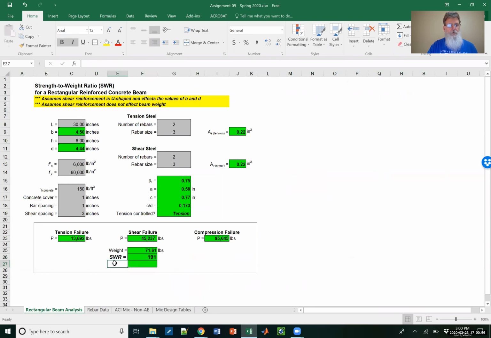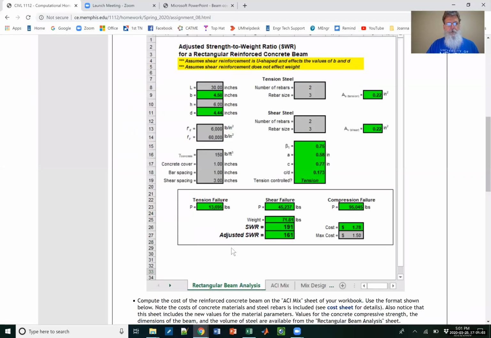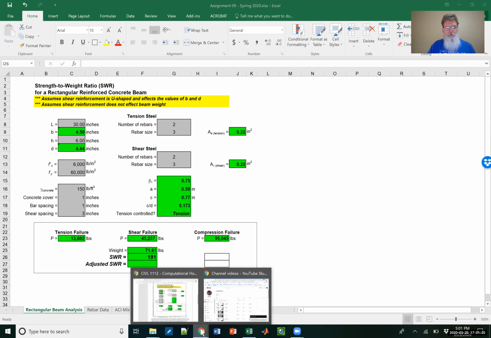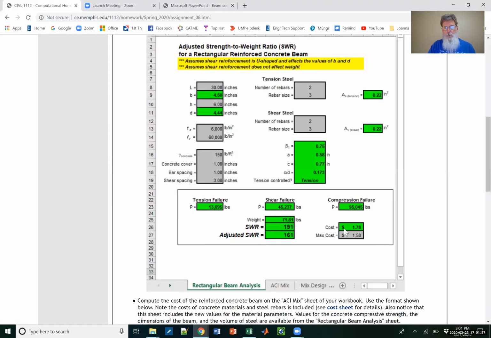So this one is going to be the, what did I call it again? Adjusted SWR. Okay, so we'll use the same terminology. Adjusted SWR. Then over here, I picked two boxes. Let me see, go back to the, so cost and then max cost.